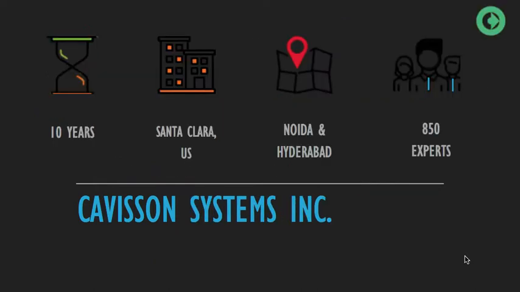Talking about Cavisson, we are around a 10-year-old company. We are headquartered in Santa Clara. We have our offshore development center based out of Noida, where we have close to 800-plus performance experts. We have a small office in Hyderabad, and we plan to open a new office in Bengaluru, down in South India, just to ensure that we have more coverage and visibility with the Tier 1 global SIs as well as for strategic initiatives.